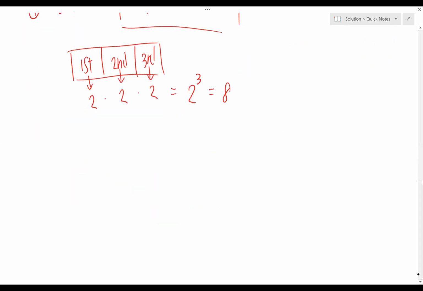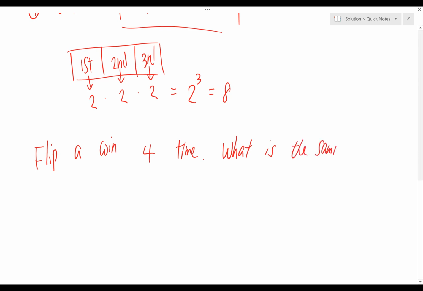Now, similarly speaking, what if you flip a coin 4 times? What is the sample space? If we just want to know how many outcomes there are without looking into the details, anybody get an idea? When you flip a coin 4 times, how many possible outcomes are there? Would it be 16? Exactly. Very good. How do you get 16?